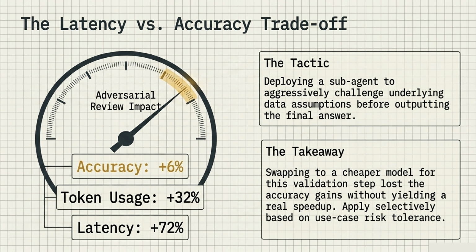Now, a quick note on the latency versus accuracy trade-off. We deployed a subagent to aggressively challenge underlying data assumptions before outputting a final answer. The impact was great, a 6% boost in accuracy. But it came at the cost of 32% more token usage and a massive 72% increase in latency.